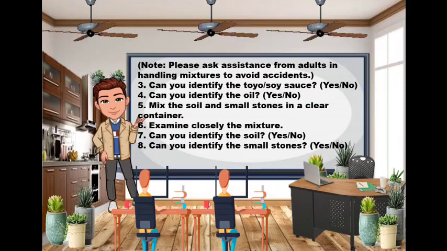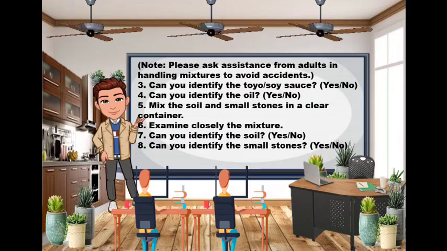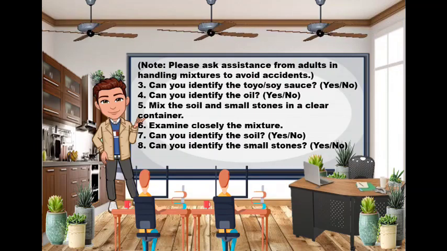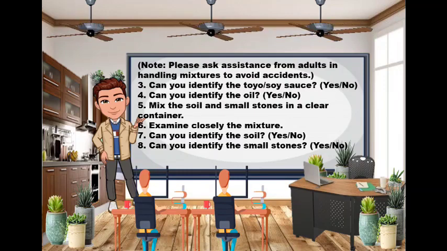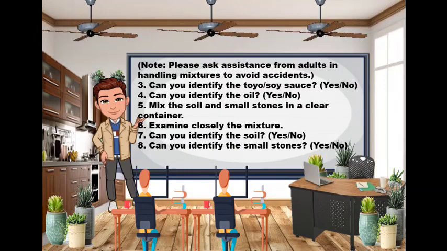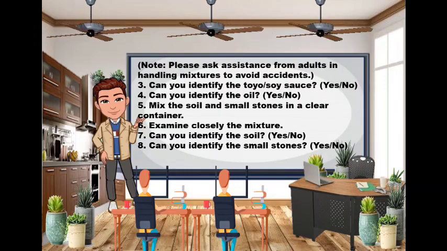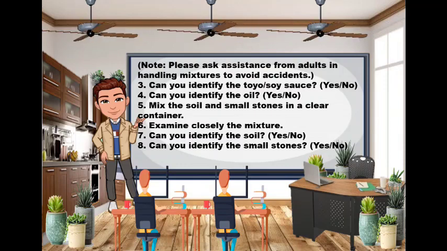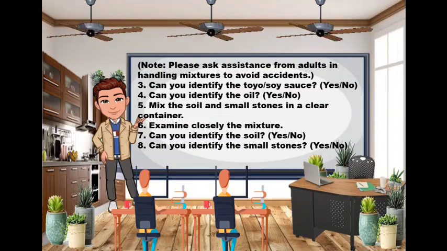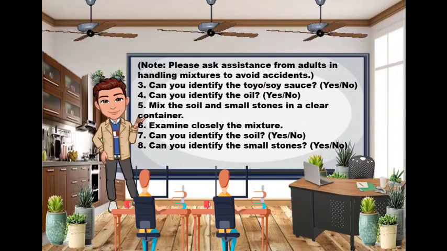Then next, mix the soil and small stones in a clear container. Examine closely the mixture. Can you identify the soil? Yes or no? Very good. Another, can you identify the small stone? Okay, very good.